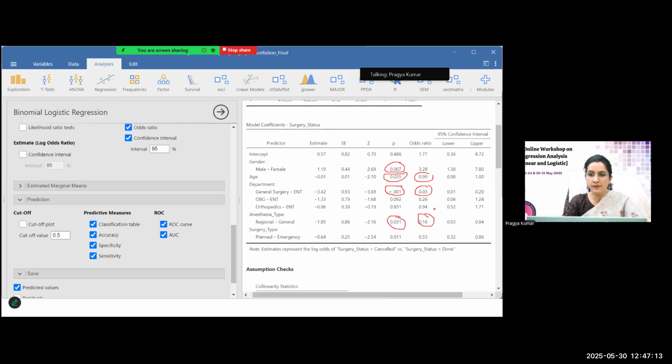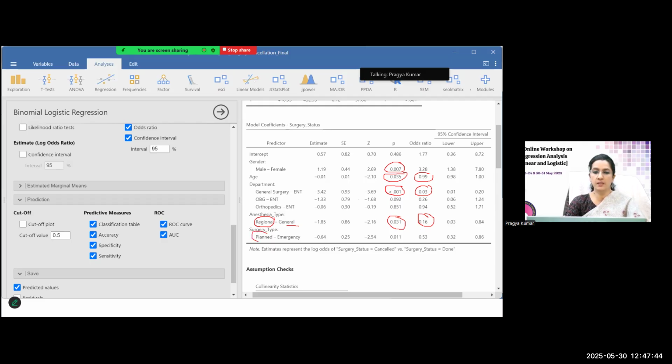So I will say if the odds ratio is 0.16, if you see the regional anesthesia, the odds of surgery cancellation is 0.16 times in the regional anesthesia as compared to the general anesthesia. Or in percentage, you do 100 minus 16, so 84%. So 84% reduced odds in the regional anesthesia as compared to the general anesthesia.